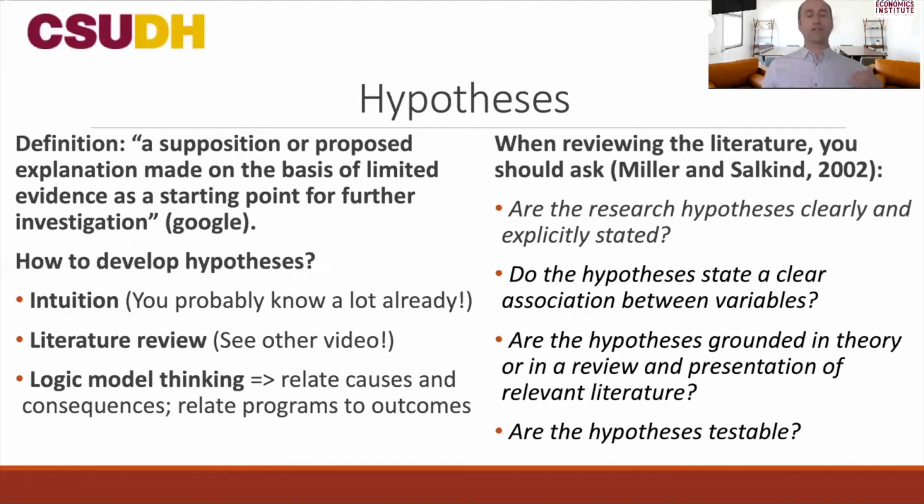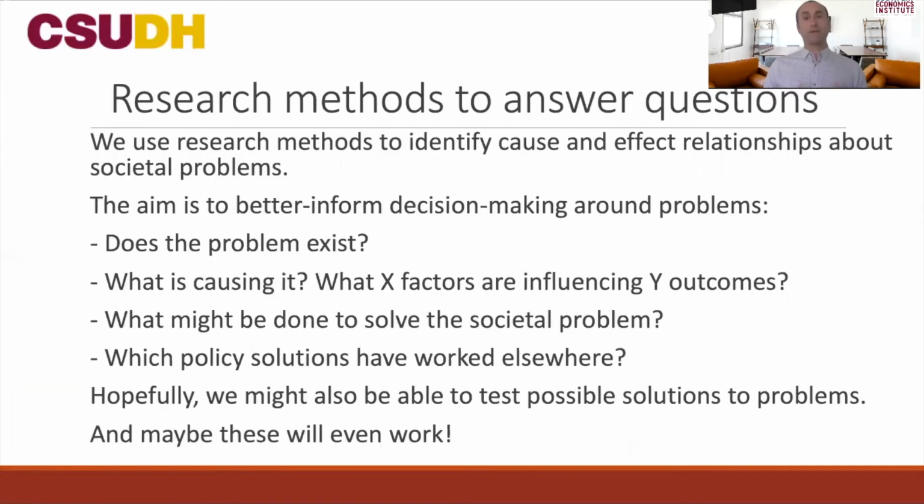Each of these areas can help you develop a hypothesis, an explanation or a good guess as to what the answer to your research question might be. And ultimately, you want to be able to test your hypotheses through your research design. So especially in social science, we tend to use research methods to identify cause and effect relationships about societal problems. I say tend to because there are also some research methods that take a different approach, and they're not so much interested in cause and effect relationships, but maybe instead about revealing the lived experience of that particular issue. And ultimately, the aim is to better inform decision-making around problems.